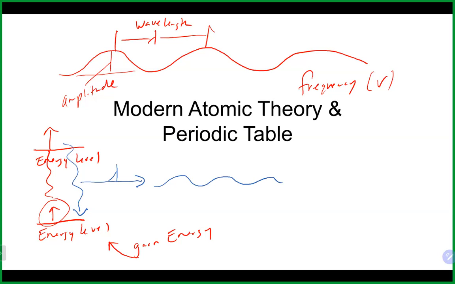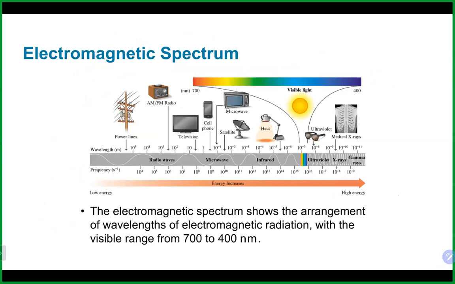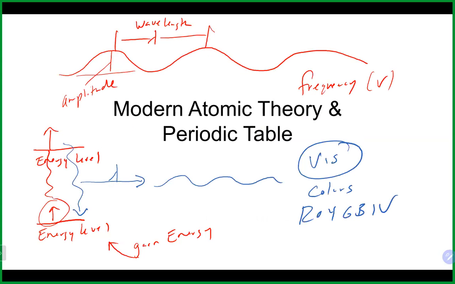If this wave that comes off finds itself in the visible part of the spectrum, and that visible part of the electromagnetic spectrum is where we see colors, like our Roy G. Biv, I think they call it these days: red, orange, yellow, green, blue, indigo, and violet. We will see colors. It's basically how fireworks work, right? They shoot off the fireworks. There's an explosion with a lot of energy.